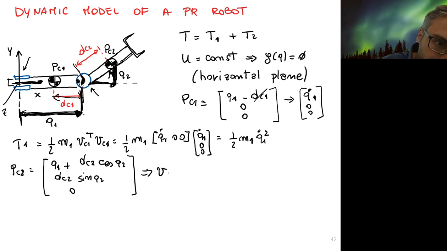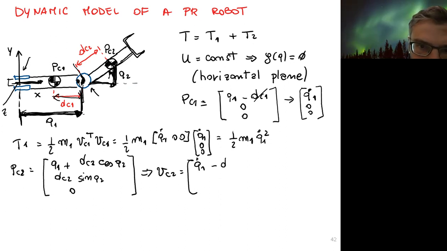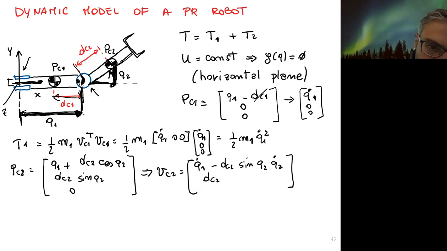And if you compute the VC2, the velocity, doing the time derivative, we get Q1 dot minus DC2 sine of Q2 times Q2 dot, and on the Y direction we have DC2 cosine of Q2 times Q2 dot, and 0.